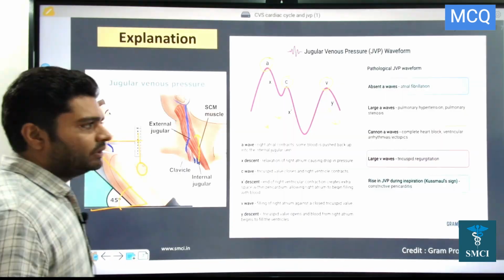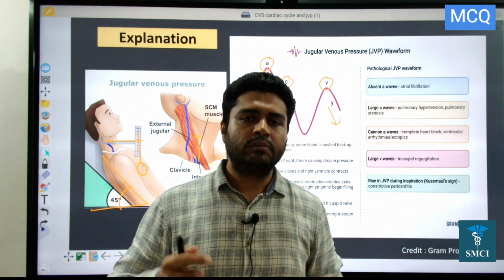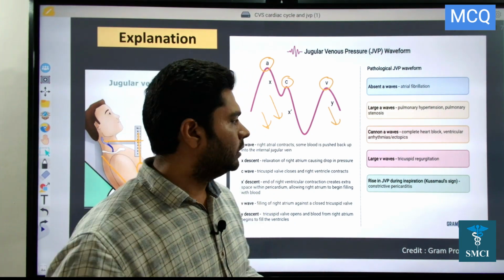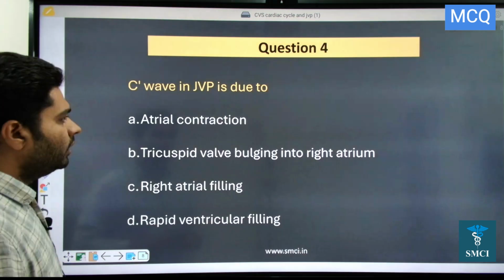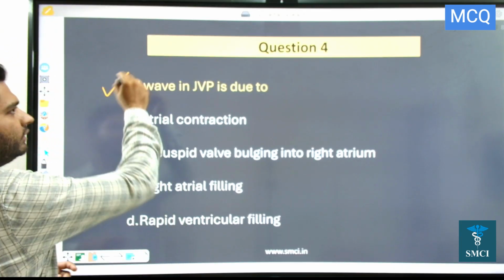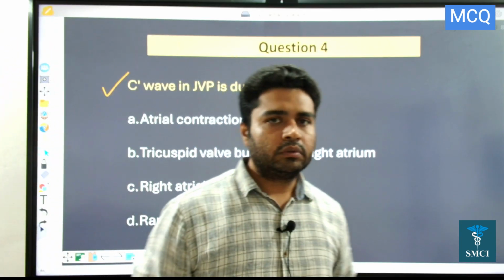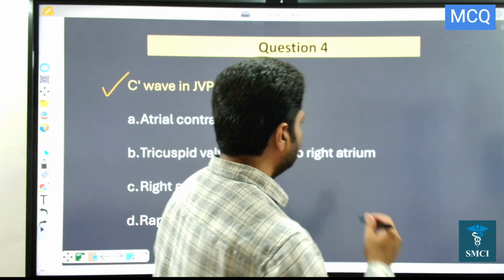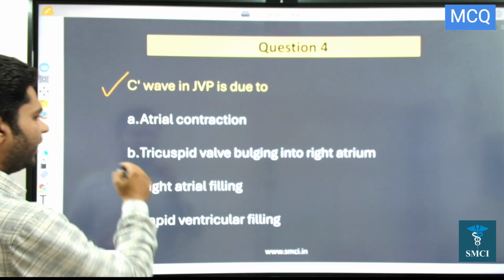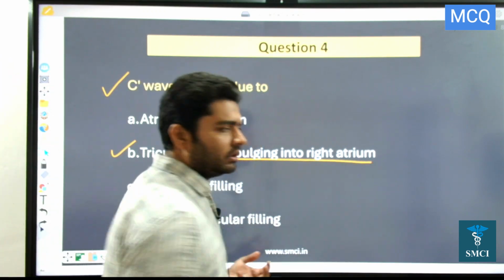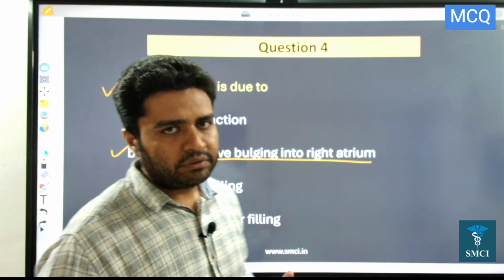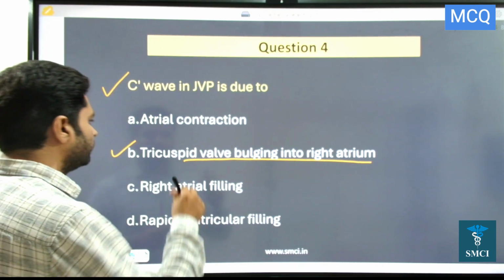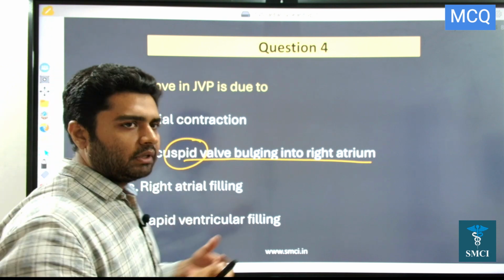The C wave only appears when there is bulging of the tricuspid valve into the atrium because of ventricular systole. Now the next question is, C wave in the JVP is due to what? We have just discussed that the C wave occurs because of the tricuspid valve bulging into the right atrium. Three positive waves and two negative waves. So C appears, C for cusp. Which cusp? Tricuspid valve cusp.